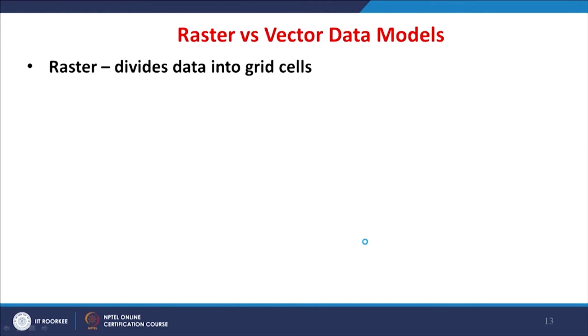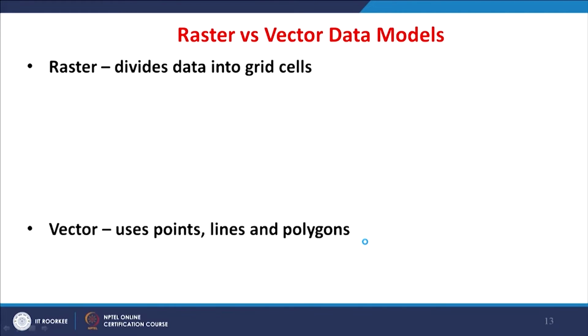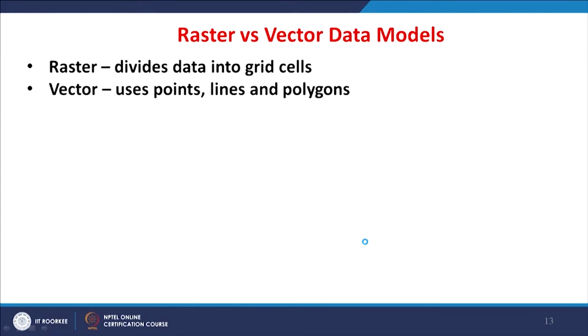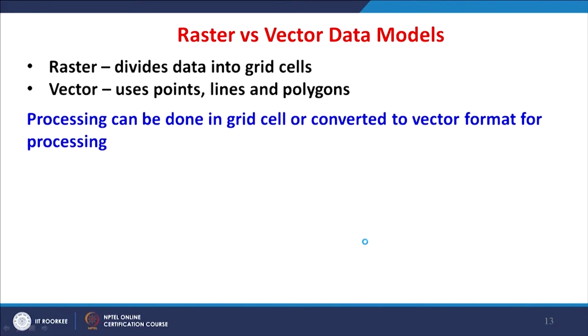Further, one discussion about the comparison of these two, raster versus vector. Raster divides data into grid cells, vector uses points, lines and polygons, and processing can be done in grid cells or converted to vector format. That means conversion from one format to another is also possible, but it is not fully transparent. If you convert from raster to vector, you will introduce some errors, and if you convert from vector to raster, again you will introduce errors, because both models conceptually are completely different.